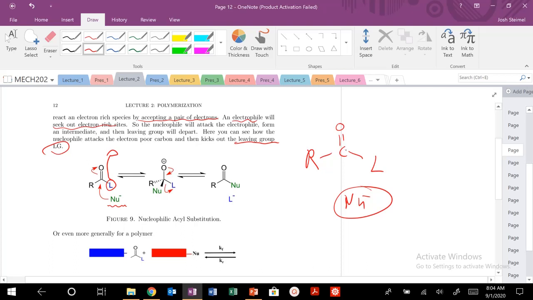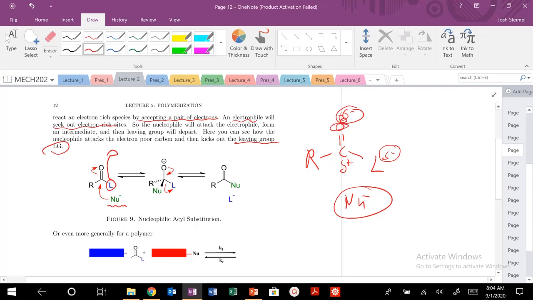Well, look at this carbon. We know that oxygen is really electronegative, so it's going to pull away more of these electrons and have a partial negative charge here. L is your leaving group. We're going to see that different leaving groups increase the reactivity of this nucleophilic acyl substitution route. Let's say this is fairly electronegative too, so it pulls electrons away from here and also has a slightly negative charge. So this carbon will have a slightly positive charge.